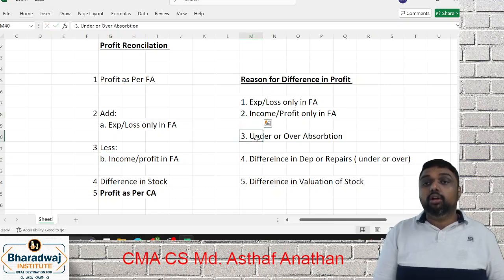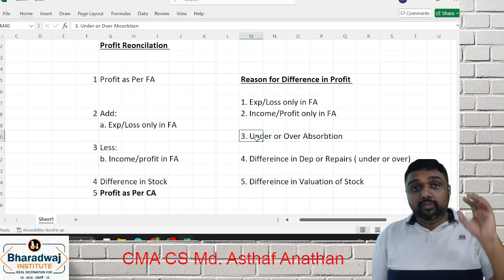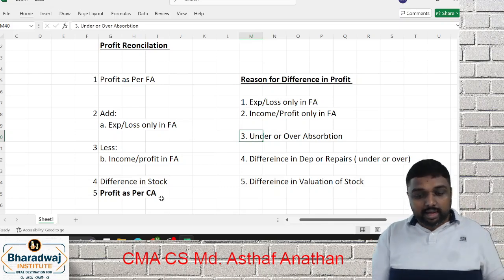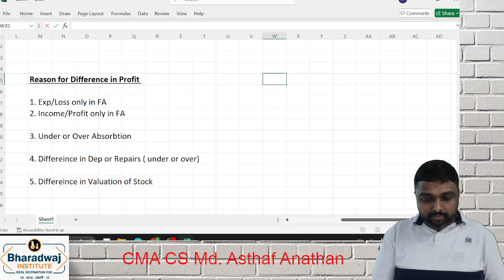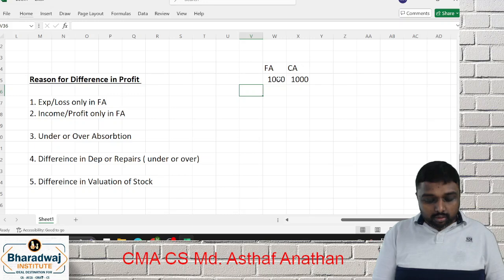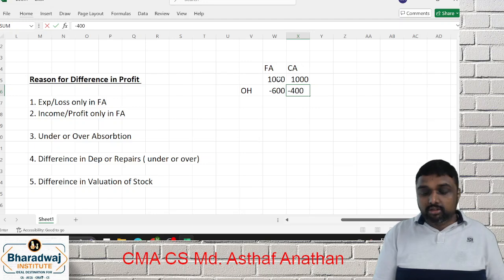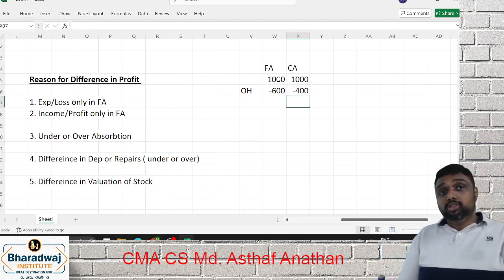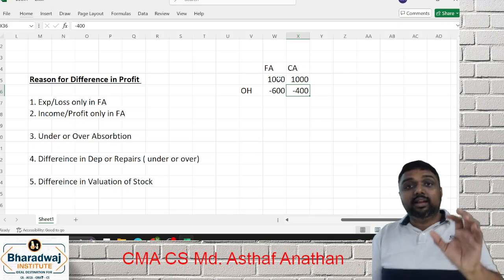Next is under or over. I told you, under means lesser in costing. If in costing you charge less, let me tell you one example. See, profit is 1,000 in both. This is financial, this is costing. Both are 1,000. See, overhead in financial we charge as 600 rupees. In costing we charge only 400. So you charge a lesser amount. This is what is called under absorption.